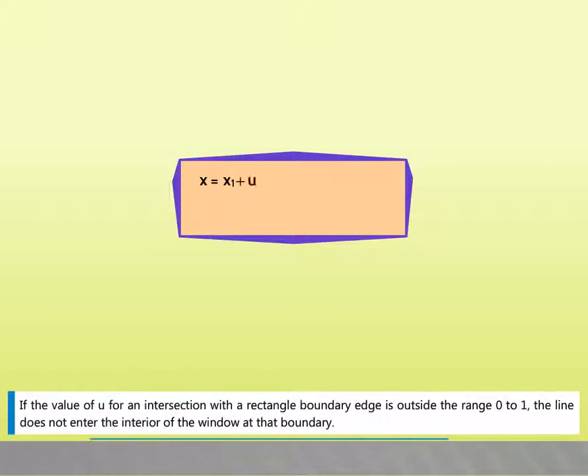x equals x1 plus u into x2 minus x1. y equals y1 plus u into y2 minus y1. 0 lesser than or equal to u lesser than or equal to 1.